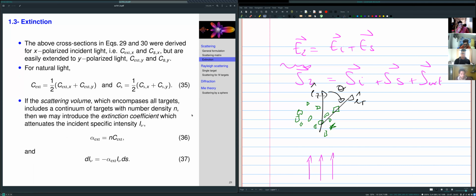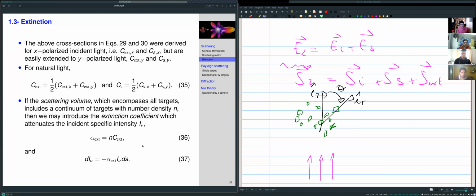The above results were computed only for x-polarized incident light, but they are easily extended to y-polarized light. And if you have natural incident radiation, so non-polarized light, then the net extinction is given by this formula.